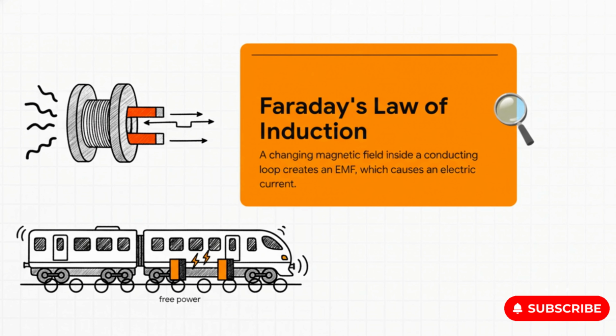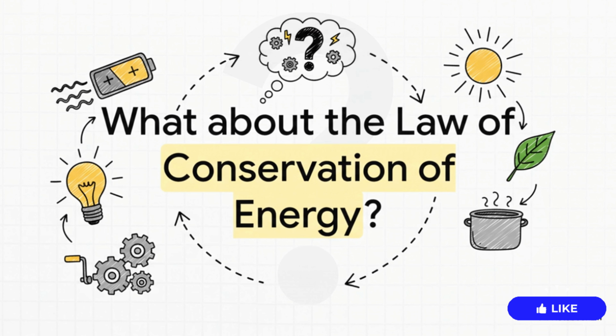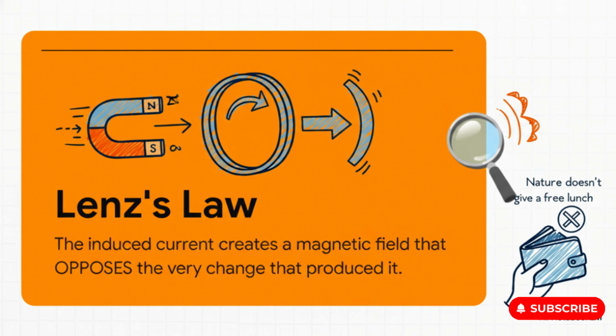But hold on a second. There's this super important, unbreakable rule in the universe, the law of conservation of energy. You can't just create energy out of thin air. You can only change it from one form to another. So if we're creating all this electrical energy, where is it coming from? Well, the hidden catch is another law, called Lenz's law. And it's basically nature's fine print. It says that the electric current you create generates its own magnetic field. And that new field always pushes back against the magnet that created it in the first place.